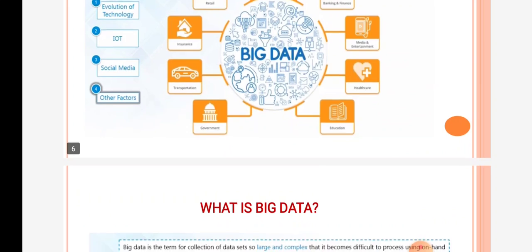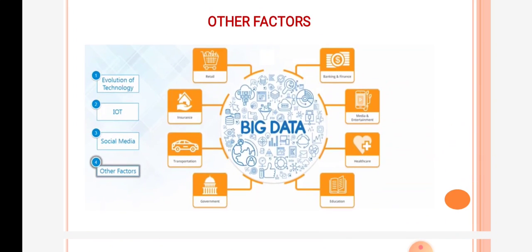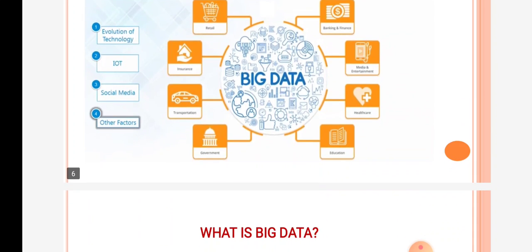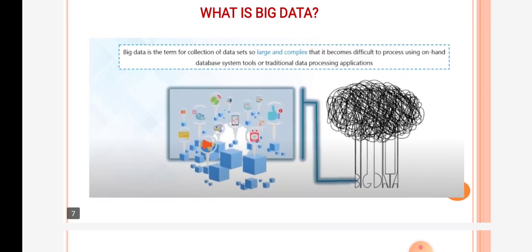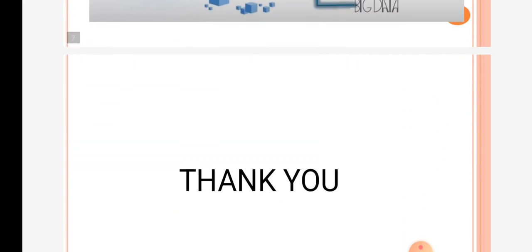So coming to the other factors, some other factors are banking and finance, media and entertainment, healthcare, education, government, transportation, insurance, and retail. All are the big data part. So coming to the end, what is big data? Big data is a term for a collection of data sets so large and complex that it becomes difficult to process using on-hand database system tools or traditional data processing applications. So now I think you are easily able to understand what the big data term comes under, the scenario, and what the requirement is.